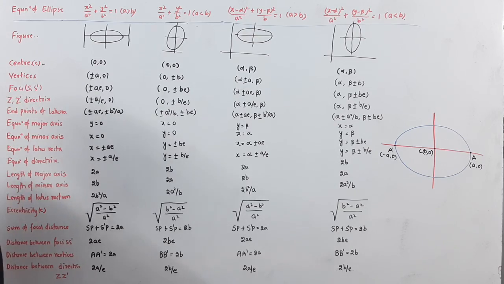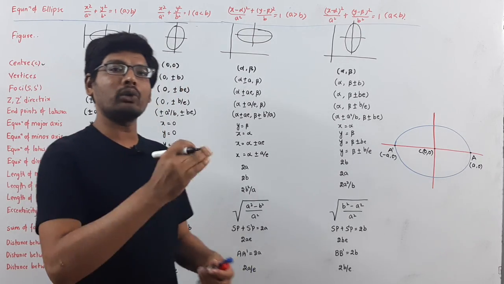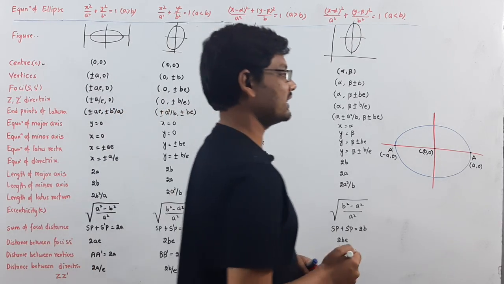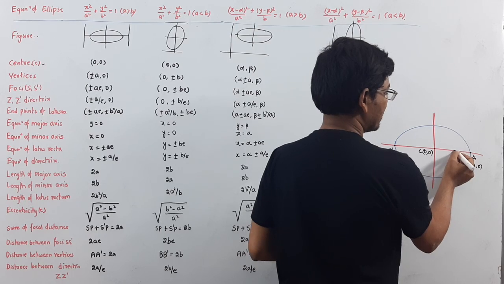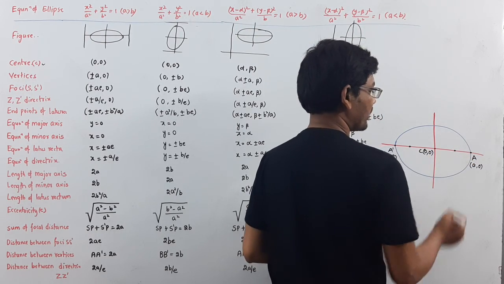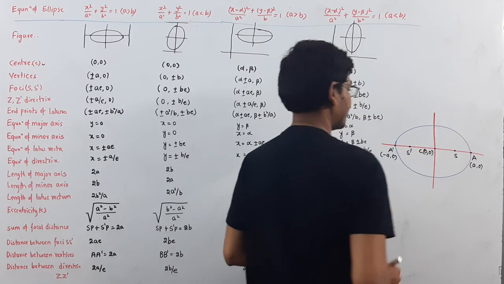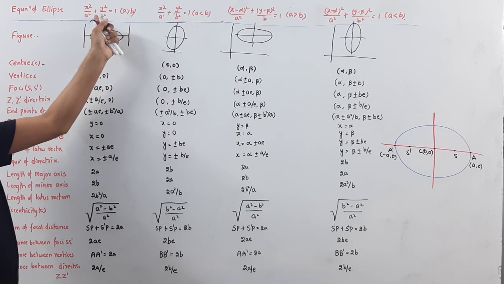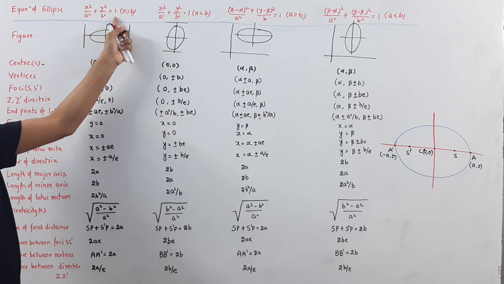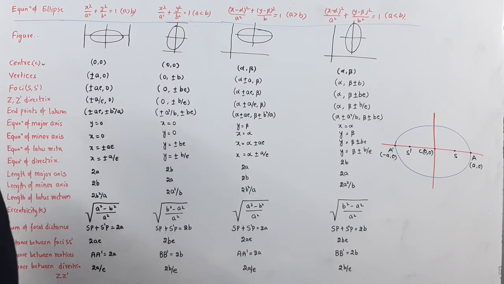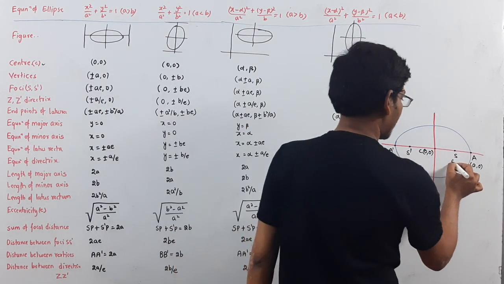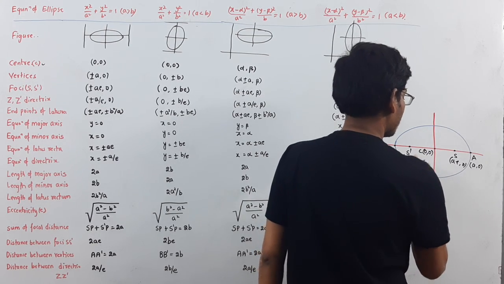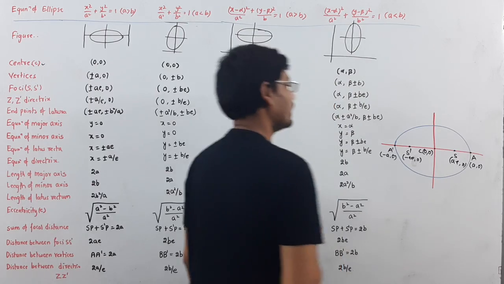And the foci. What is meant by foci? The plural form of focus is called foci. This is one focus, S, and this is S dash. When the ellipse is of the form x square by a square plus y square by b square is equal to 1, with a greater than b, the foci are plus or minus AE comma 0.